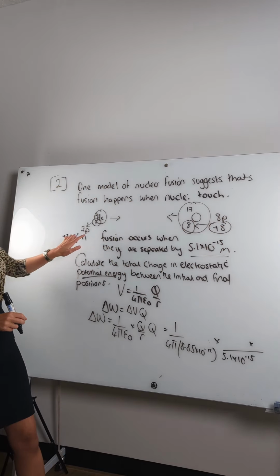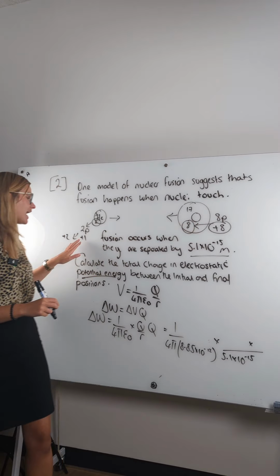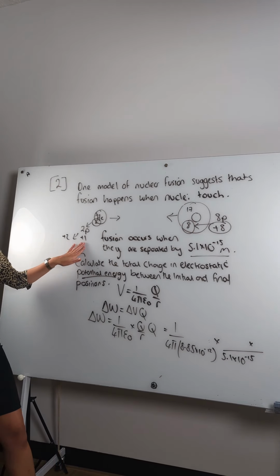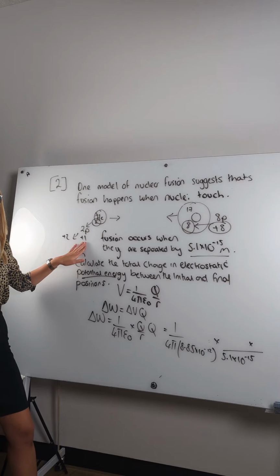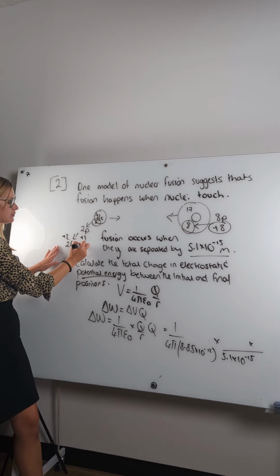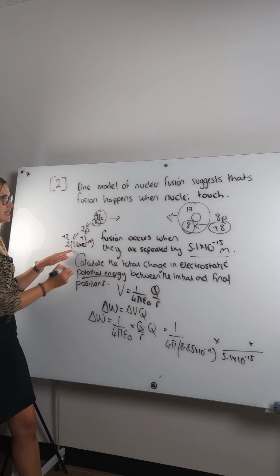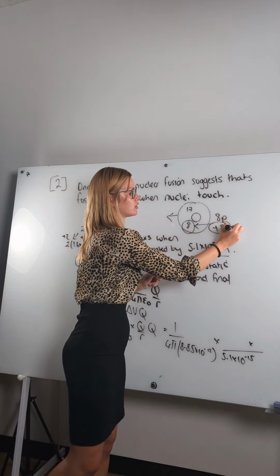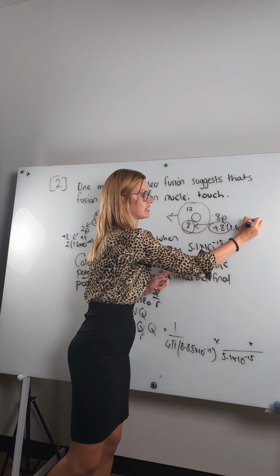So remember, these are relative charges, okay? A proton doesn't really have a charge of +1. A proton has a charge of +1 times the charge of an electron. So that's actually going to be 2 times 1.6 times 10 to the negative 19. And this one's actually 8 times 1.6 times 10 to the negative 19.